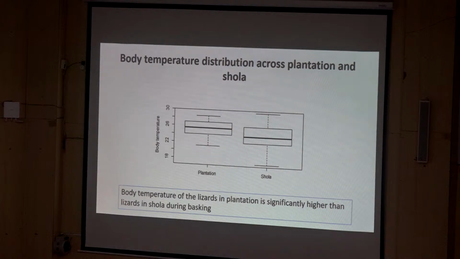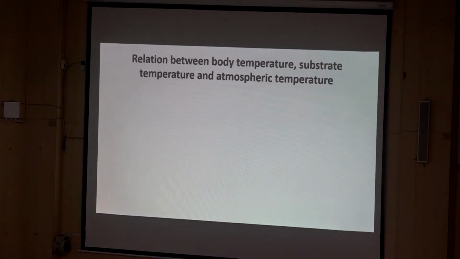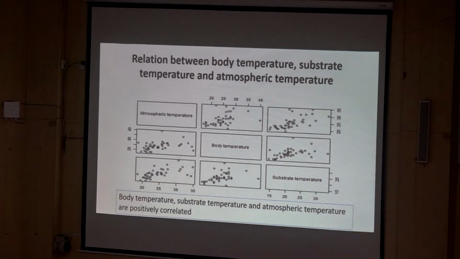It was found that the body temperature of the lizard in plantations is significantly higher compared to the body temperature in the Shola. And it was also found that the atmospheric temperature, substrate temperature, and the body temperature of the lizard are positively correlated. So it can be said that any changes in the atmospheric temperature can have a direct influence on the body temperature of the lizard. So in the future, if there come any changes in atmospheric temperature due to climate change, the lizard will have to adapt to that situation either behaviorally or with other methods.